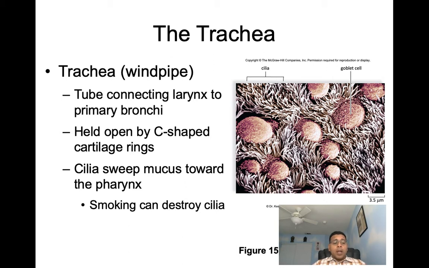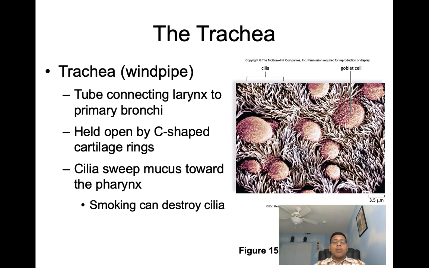The mucosa that lines the trachea has a layer of pseudostratified ciliated columnar epithelium. And here we can see when we talk about the function of the cilia, it sweeps mucus towards the pharynx. So smokers will lose the ability to sweep mucus towards the pharynx.